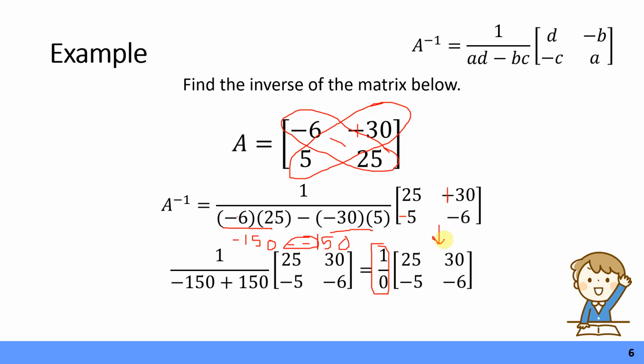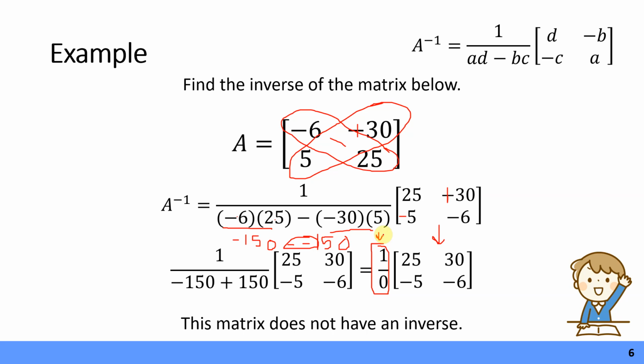Now, in your calculator, if you go ahead and calculate what is 1 divided by 0, you're going to see that your calculator just starts going crazy, right? You cannot divide by 0. So when this happens, this is how you know that this matrix does not have an inverse.